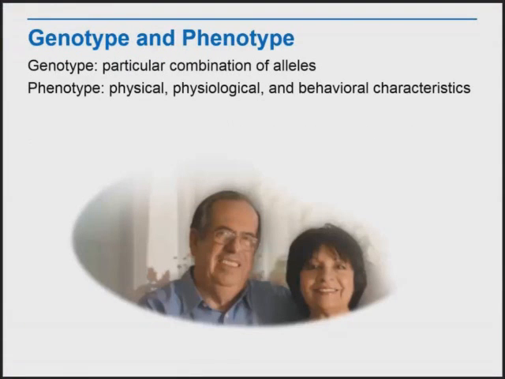Typical plants and animals contain two sets of genes in their cell nuclei, one contributed by each parent. Specific forms of a gene, called alleles, may vary from individual to individual. The particular combination of alleles an individual carries is known as its genotype. An individual's genotype, together with environmental conditions during its lifetime, produces its phenotype. Phenotype includes all physical, physiological, and behavioral characteristics of an organism, such as eye color and height.